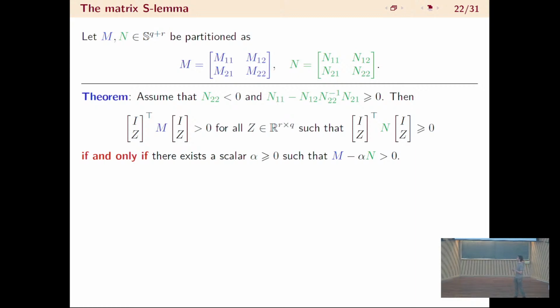I need to assume two things on the matrix N. In particular, I will assume that N22 is negative definite, and the Schur complement of N with respect to the 2-2 block is positive semi-definite. So N11 minus N12 N22 inverse N21 is positive semi-definite. Under these two assumptions, the following holds. This quadratic inequality, identity over Z transpose M identity over Z, is positive definite for all matrices Z such that this quadratic matrix inequality holds if and only if there exists a scalar alpha greater or equal to 0 such that M minus alpha N is positive definite.